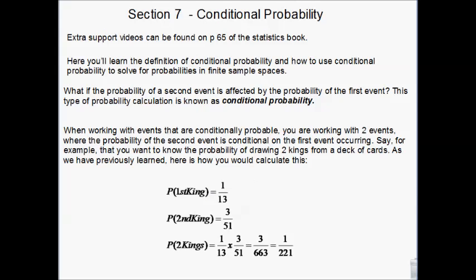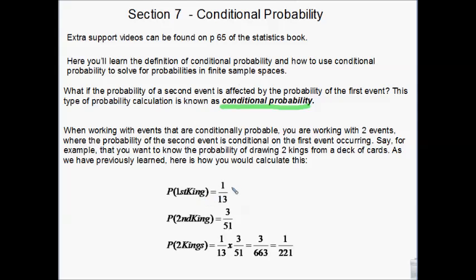Conditional probabilities we've talked about when we had dependent events, where the probability of the second event is affected by the probability of the first event. So this is known as conditional probability. We're working with 2 or more events. And we've done this before with cards. Okay, conditional probability, the second event is affected by the first event. That's the condition.